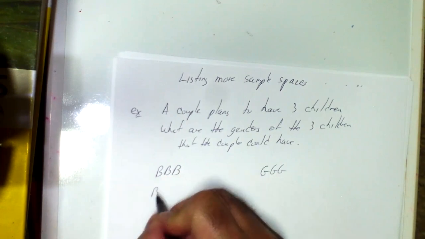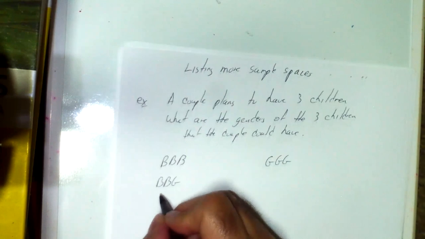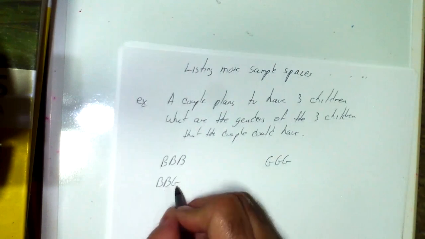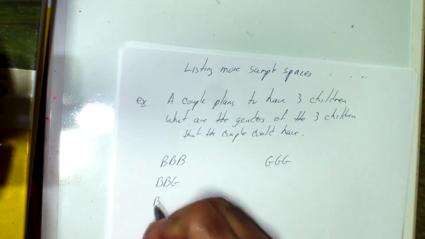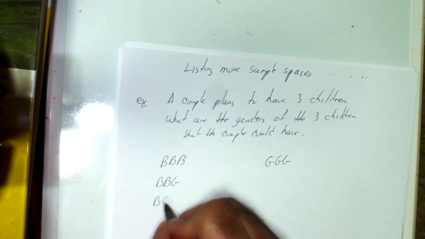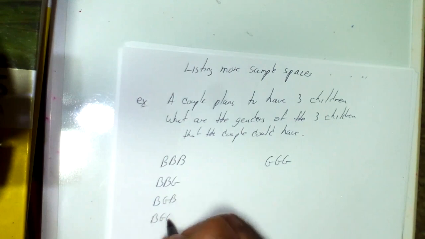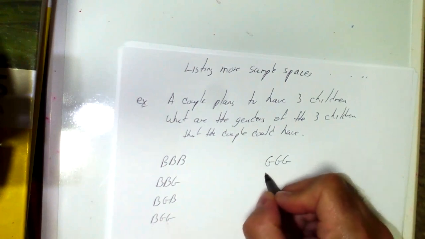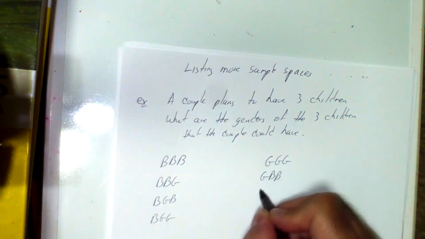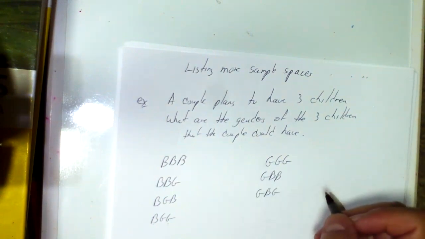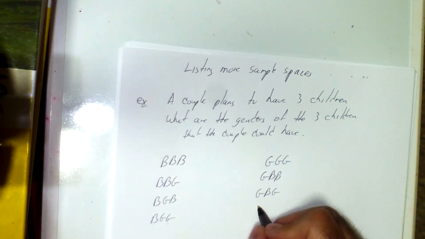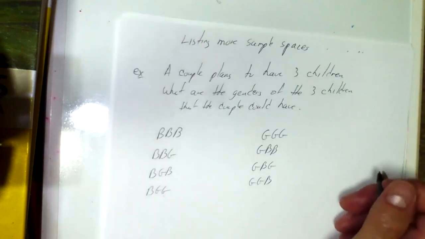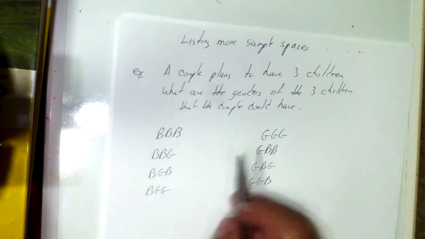Either all boys or all girls. Or they could have boy, boy, girl: firstborn is a boy, secondborn is a boy, third is a girl. Order matters here. Or they could have boy, girl, boy. They could have boy, girl, girl. Or you can have girl, boy, boy, girl, boy, girl, or girl, girl, boy. I have to think about that. Okay, so those are your different possibilities.